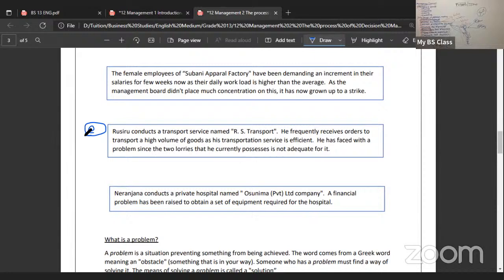Okay, what is given? Rusiru conducts a transport service named RS Transport. He frequently receives orders to transport a high volume of goods as his transportation service is efficient. But he has faced a problem, since the 2 lorries that he currently possesses are not adequate for it.